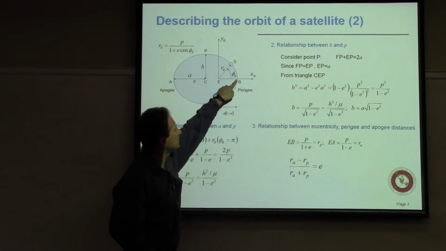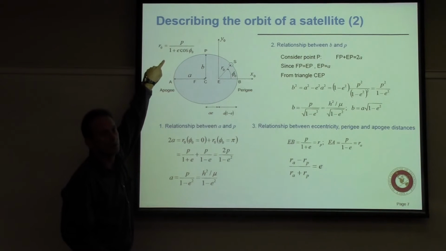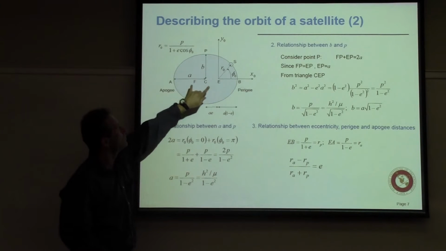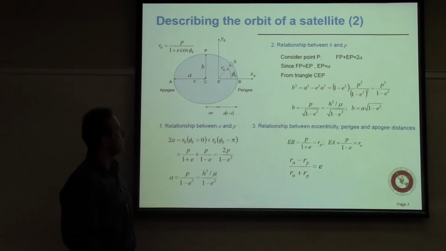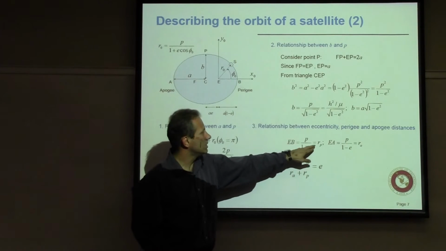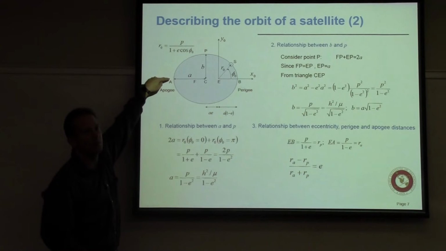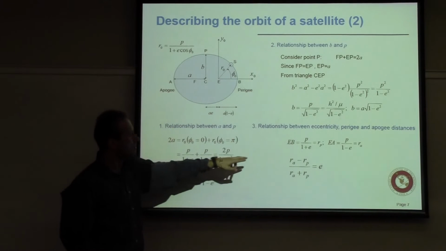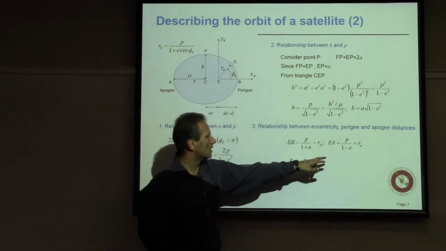EB, which is this distance, is obtained directly from this equation for phi 0 equal to 0, right? That's R0 when phi 0 is equal to 0, exactly this relationship. That's the distance to the perigee. So when you put phi 0 equal to 0, you get that P over 1 plus E is equal to R perigee. Now if you put phi 0 equal to pi, you are all the way on the other side. You get the apogee distance. And that distance is P over 1 minus E, because cosine of pi is minus 1. So this is R apogee.